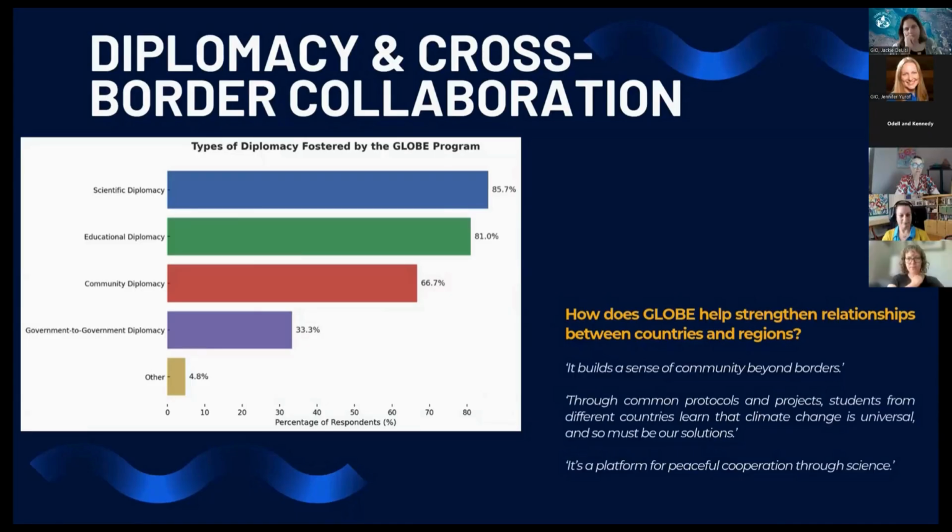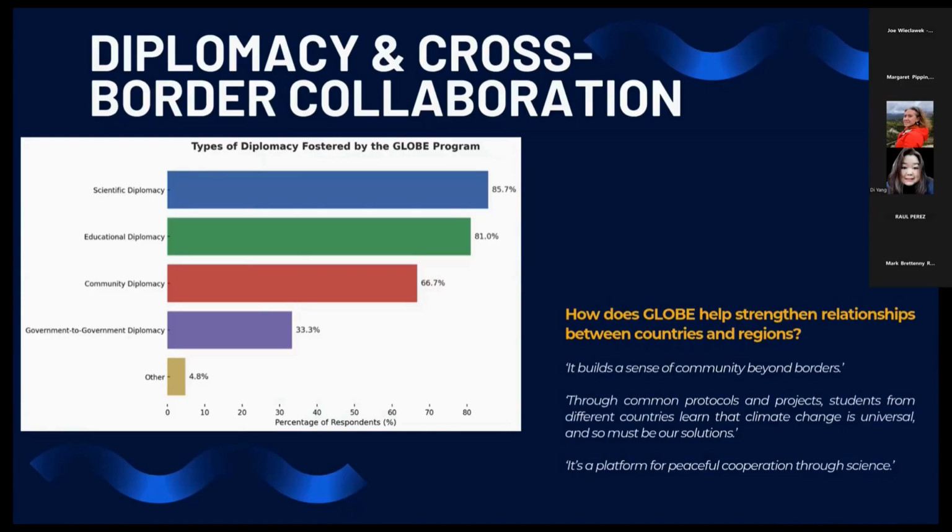unifying language. Close behind was educational diplomacy, noted by 81% of respondents. These connections come through classroom exchanges, collaborative projects, and mutual appreciation across cultures, all centered around environmental learning. Community diplomacy was acknowledged by 2/3 of respondents. This shows that local schools, grassroots organizations, and citizen scientists are working together to solve shared regional problems.